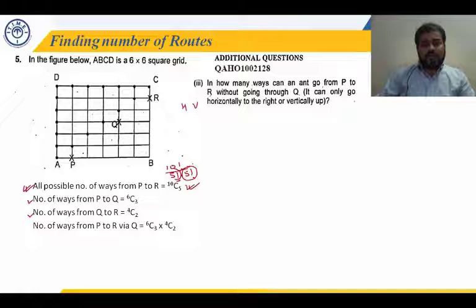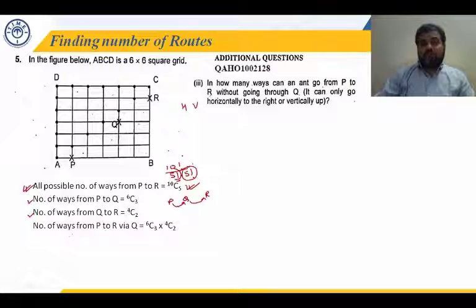So what will be the number of ways from P to R via Q? We are going from P to R via Q. So the number of ways from here to here and the number of ways from here to here will be multiplied. Remember the first few things we discussed in this chapter, permutation and combination, the multiplication principle of counting, right? The number of ways of going from A to C via B is nothing but the number of ways from A to B into the number of ways from B to C, because the person has to go from A to B and also B to C.